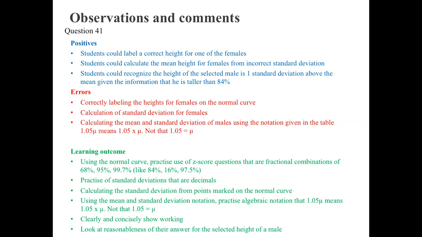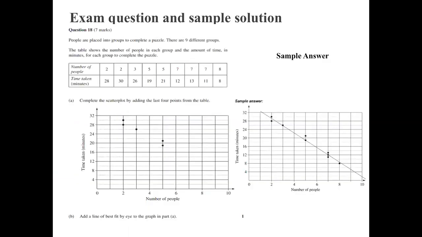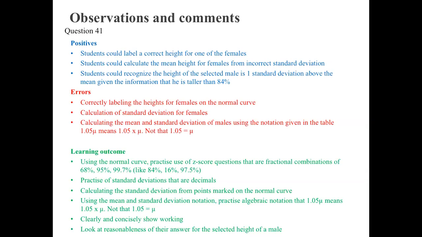What we need to do is get our kids to practice using that normal curve, practice those Z-score questions with fractional combinations. They struggled with the percentages that were given, that 97.5%. They struggled with the 16% and the 84%. So we need to look at all those percentages.